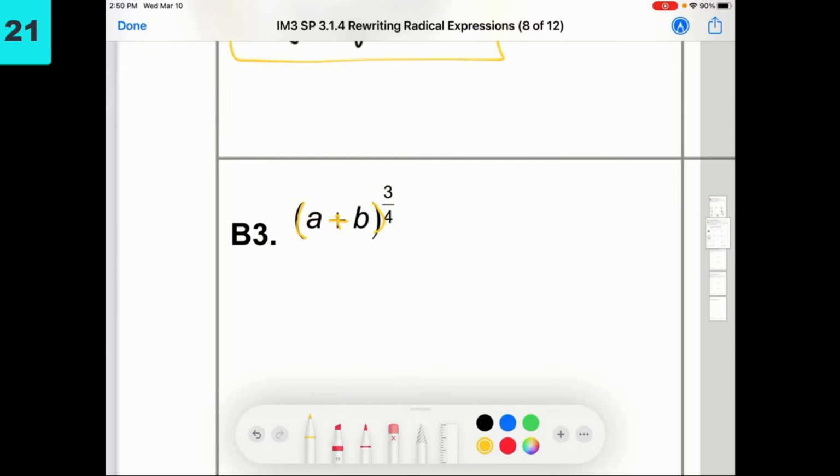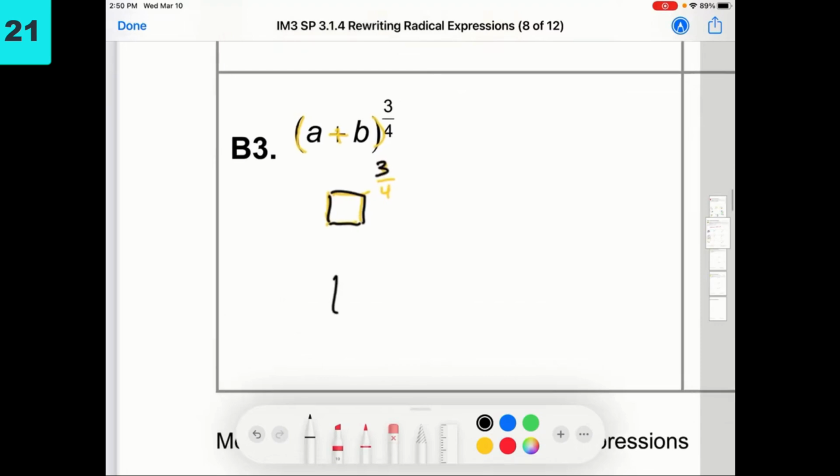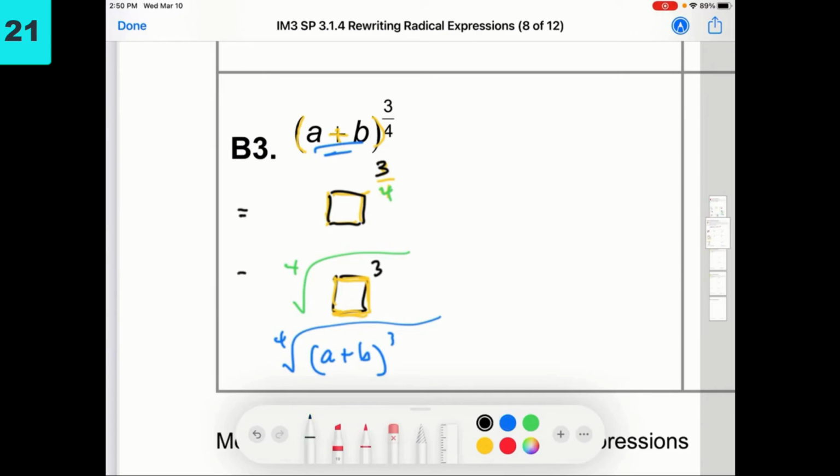So let's just say, to help you, maybe you would call it a box to the 3/4 power. Sounds kind of weird, right? You have the box to the third power, and then the index, which is a 4. But what did we have as our box? Well, a plus b is our box. So this one is your answer.